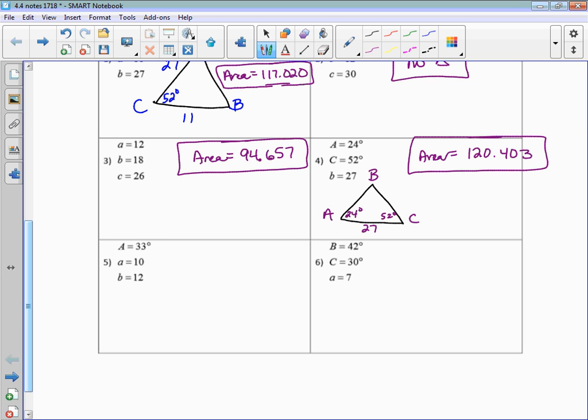So you're going to find angle B. What was angle B? 104? Yes. So what you're doing is sine of 104 over 27 equals sine of 24 over little a. You find little a. Then to do the area, you can do 1/2 times 27 times your stored a times the sine of 52. Okay?